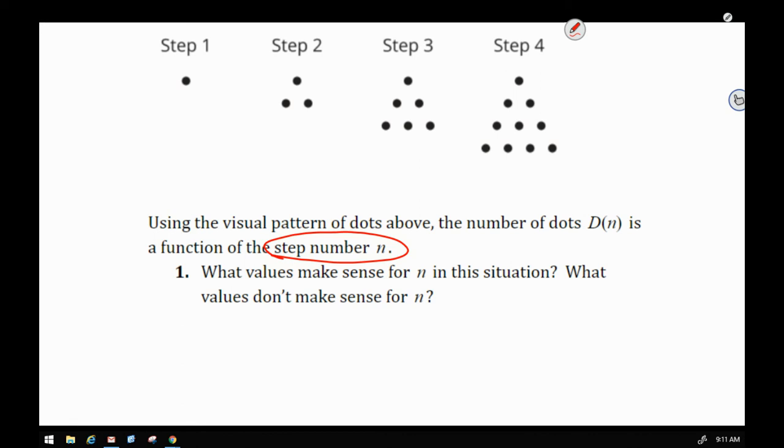Do I have a step 0? No. Zero, there's 0 dots. Maybe. Nope, we start at 1. Okay, so we're starting at 1, and it's going to be anything greater than or equal to 1 where n is a whole number. Okay, so only whole numbers make sense, and we could go on forever and ever, right? That is greater than or equal to 1.